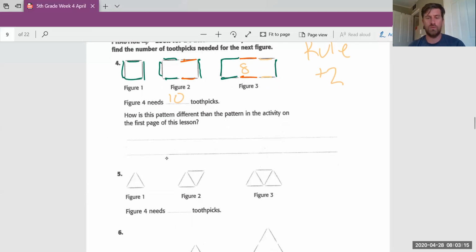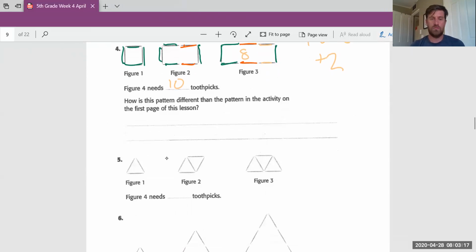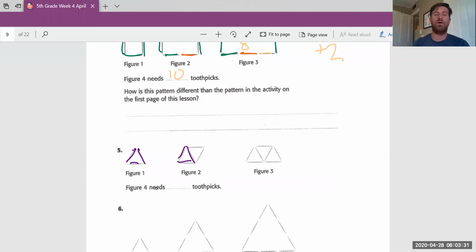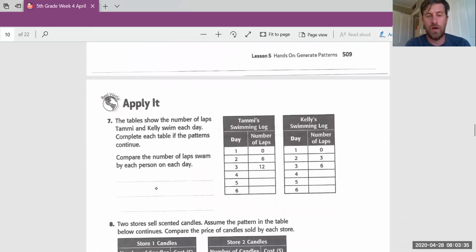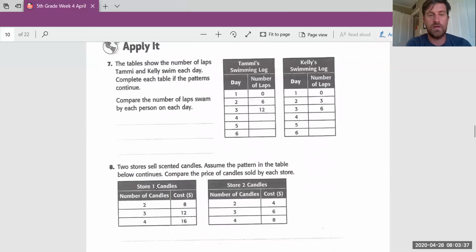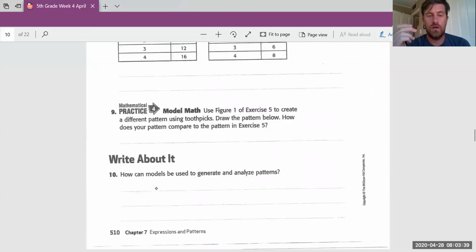I'll let you figure this out. Remember, look at the first figure. Make that same pattern there, and what is it? What is that telling you? And how is that going to help? I'm gonna let you do 5. I'm gonna let you do 6. Ooh, then here comes 7, where it gets a little fun.